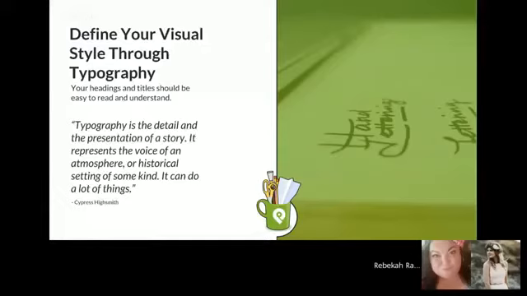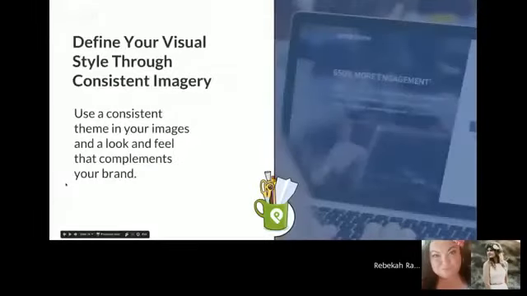And so defining your visual style through typography, your headings and titles should also be really easy to read and understand. Like Ashton said, typography is the detail and the presentation of a story. It represents the voice of an atmosphere or historical setting of some kind. It can do a lot of things. So don't neglect that typography and push it aside and think it's not that important, because it is incredibly important that you're creating that consistent look and feel.